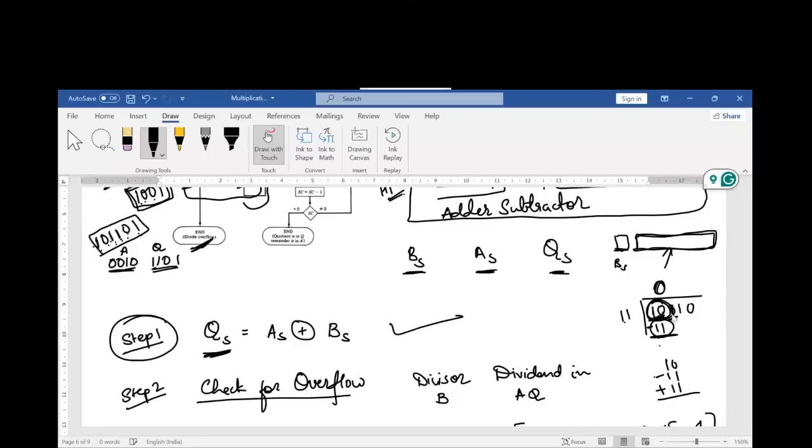Then I will check with the third number, 1 0 1 divided by 1 1. Is this possible? Yes, it's possible. So what did we do? We placed a 1 in the quotient. Right? So here also we are simply doing the same thing. We are checking this: if the upper number is smaller than the lower number, we will get E to be 0. And if this is bigger, we will get E to be 1.